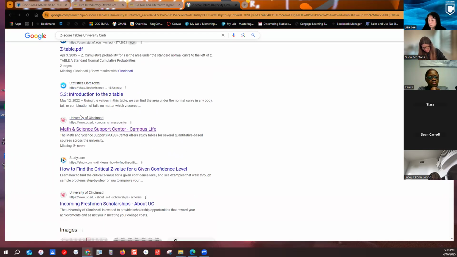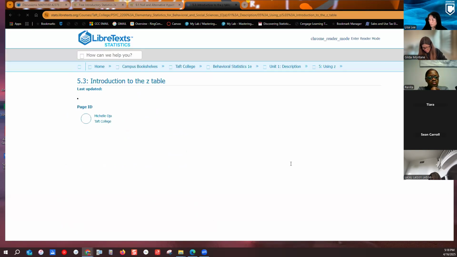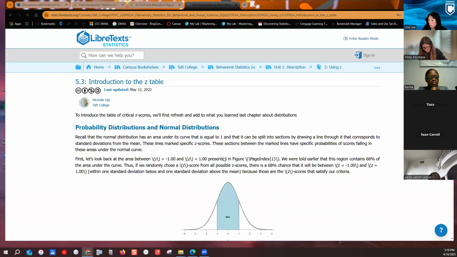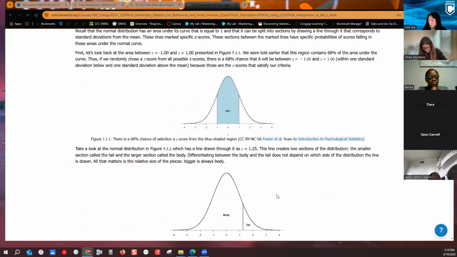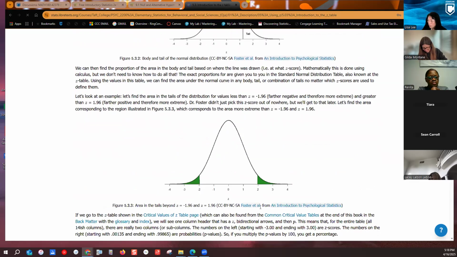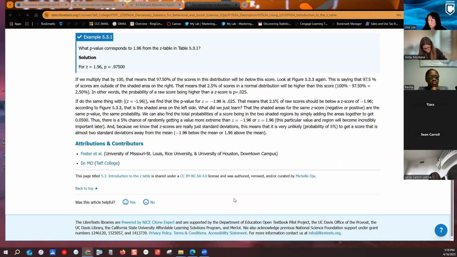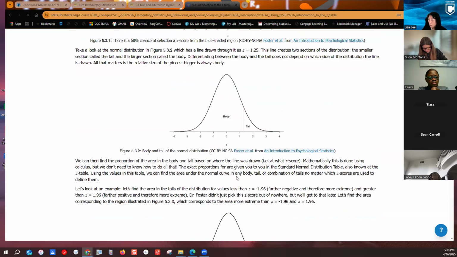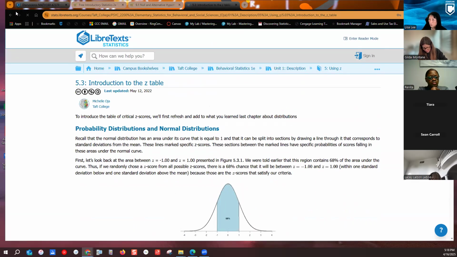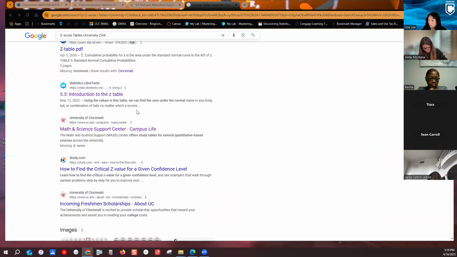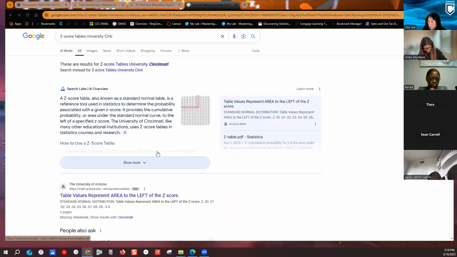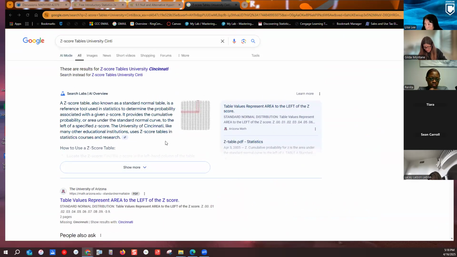Let's go to introduction to the Z table. Okay, statistical literacy test. This is OER 312. That's presenting how you read the Z-score, but still not too good. Let me find another one for you. Maybe let's try this one.